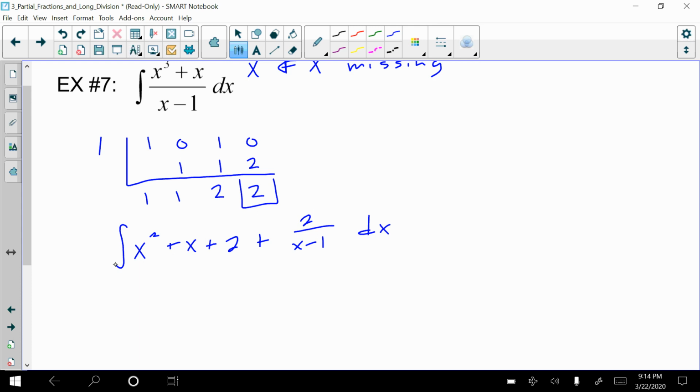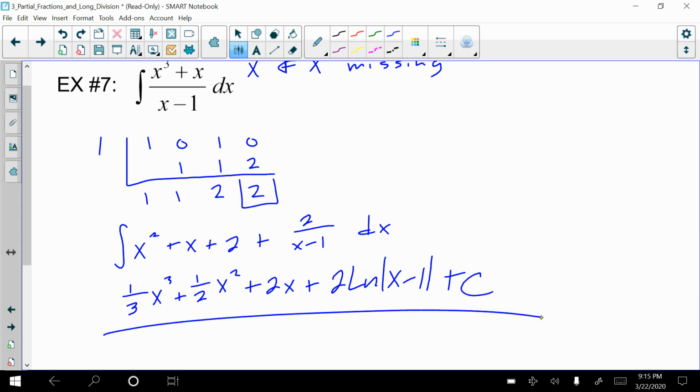So taking the antiderivative of the expression in this case will give me 1/3 x cubed plus 1/2 x squared plus 2x plus 2 times the natural log of x minus 1 plus c. And there's our expression for our integrated solution.